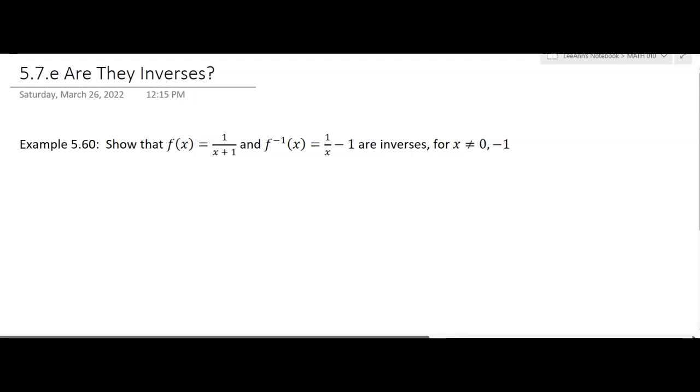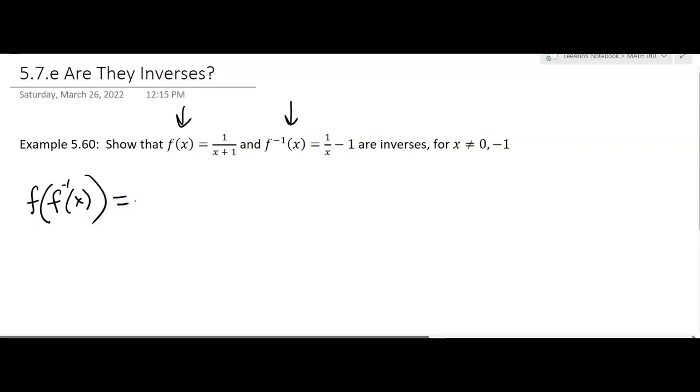Okay, so we have two functions, and we're going to show that f of x and f inverse of x are inverses. The way to do that is to do the composition. So we'll go f compose, I'll write it this way, f of f inverse of x first.